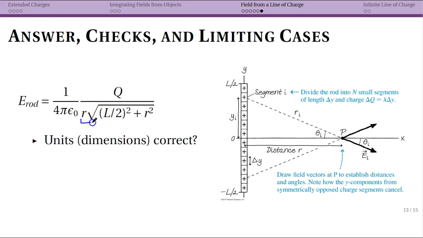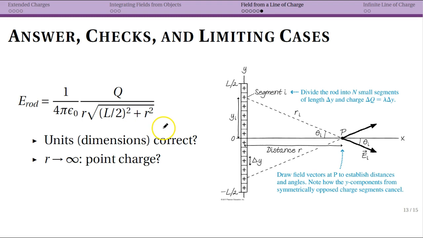So really the question is, is the bottom like distance squared? We have a distance here, but then we have a square root of a distance squared plus a distance squared. So square root of distance squared is simply distance. So we have Q over distance times distance. So the dimensions are correct. I'm not talking about coulombs and meters because those things are hidden in the variables, but just in terms of time, length, mass, charge, distance, you can do the same thing.